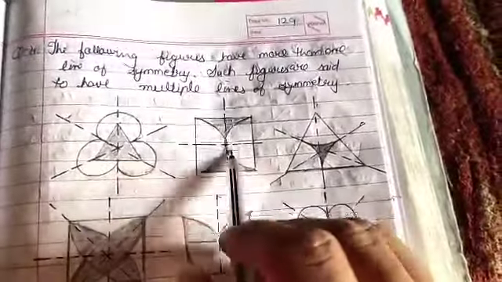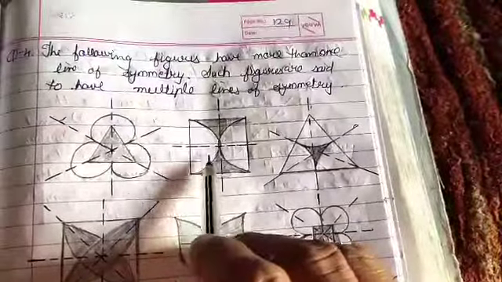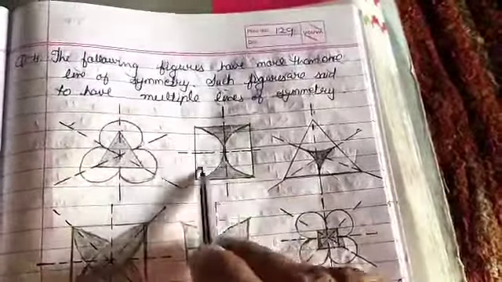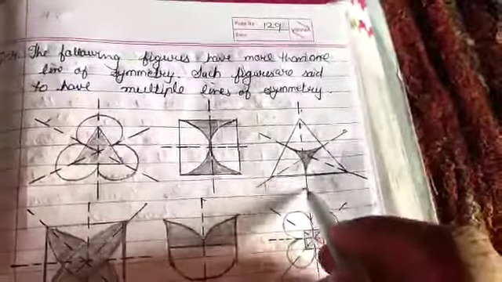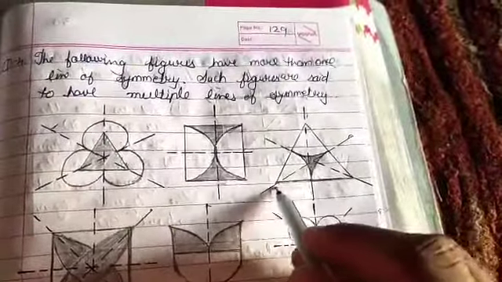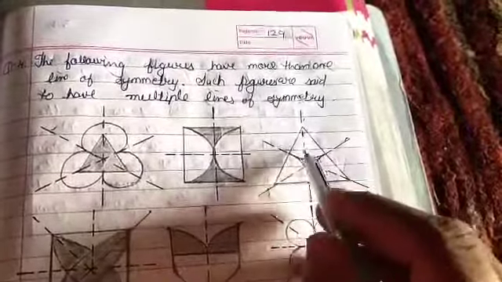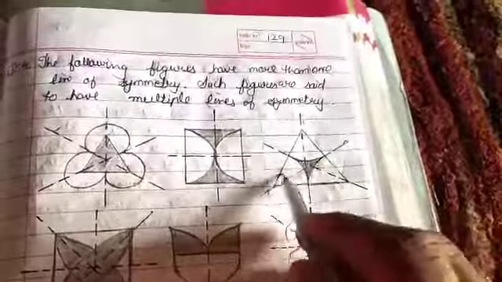Now here, the mirror image should fold. When you fold the figure, both the parts should coincide with each other. Means from here if you fold, it will coincide. From here it will fold, it will coincide with each other. Triangle again has 3 sides. So from the 3 sides, from the center, it will coincide. From here also it will coincide. From the center also it will coincide.